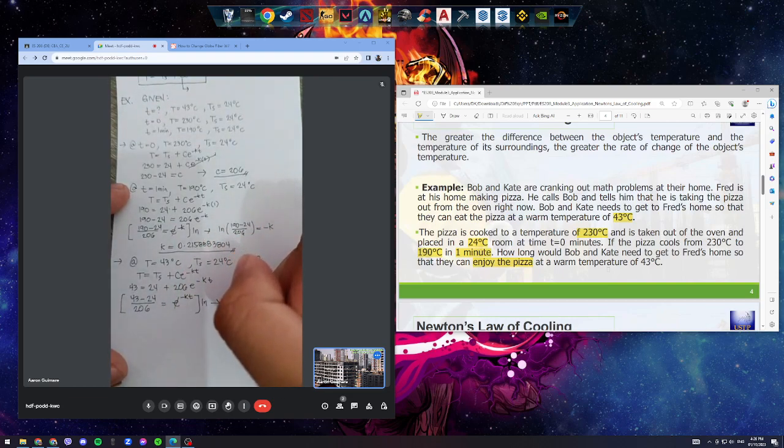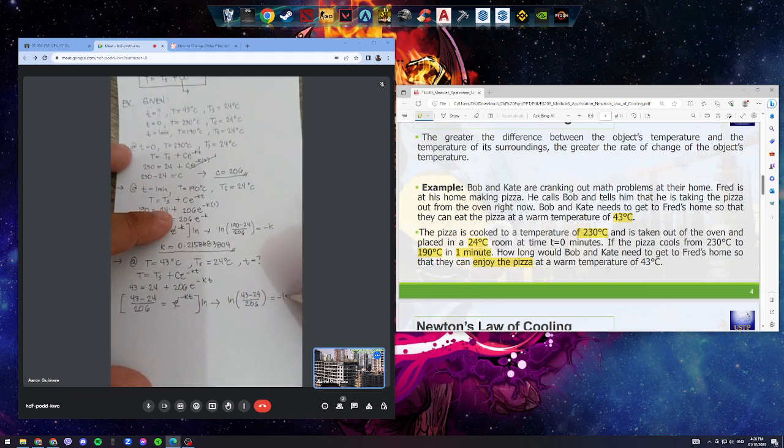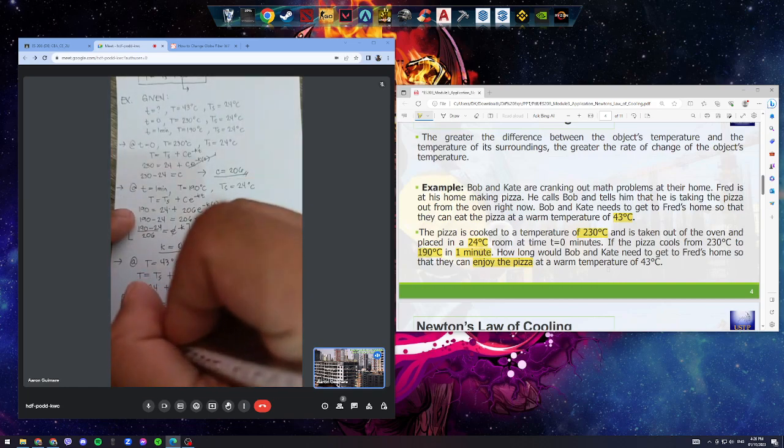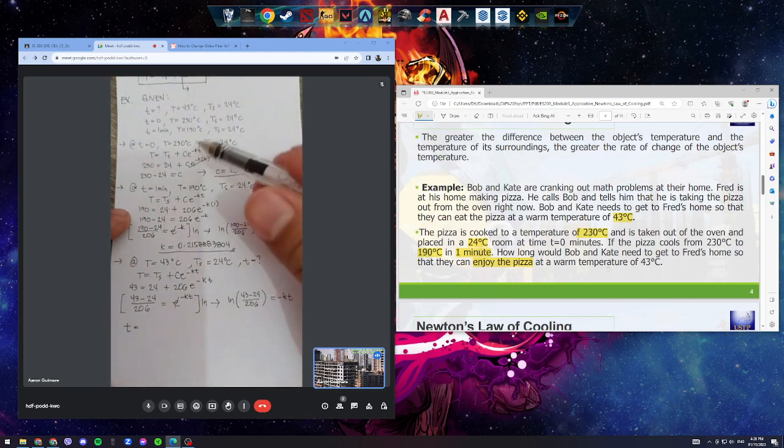So we'll be left with ln of (43 minus 24) over 206 equals negative k t. And finally, we can now get the time. The temperature becomes 43 degrees Celsius.